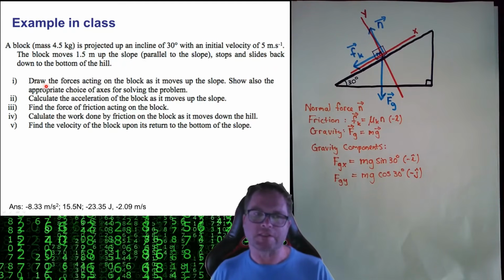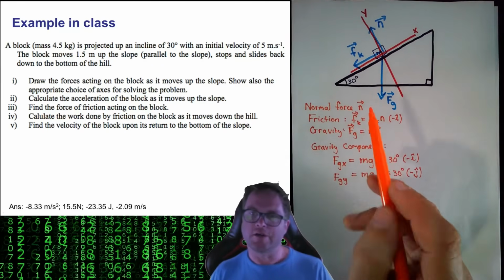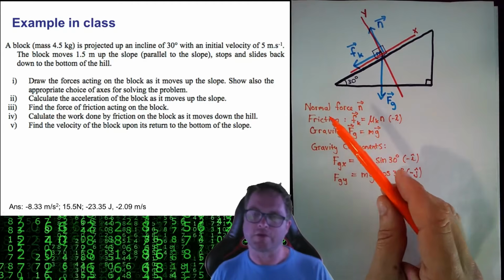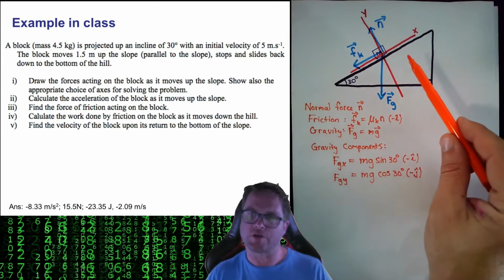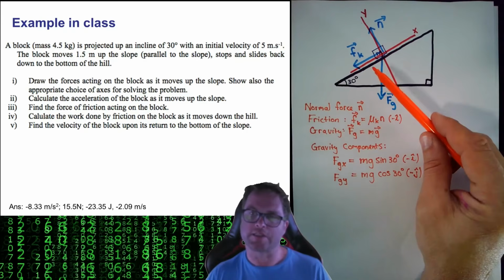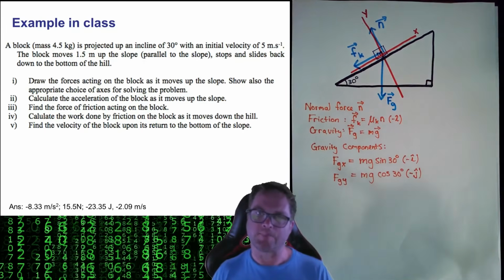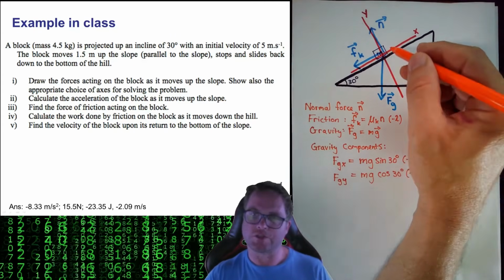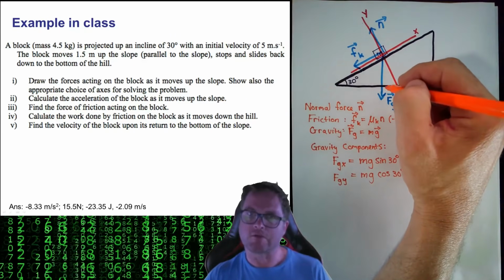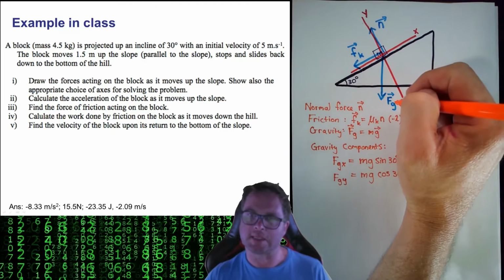So the first part asks us to draw the forces acting on the block as it moves up the slope. Show also the appropriate choice of axes for solving this problem. So over here I've already produced the solution. The appropriate choice of axes for an object on a slope is that choice which corresponds to the orientation of the slope as shown here. When it comes to drawing the individual forces, the first force to note is the force of gravity, which of course acts directly downwards as indicated.